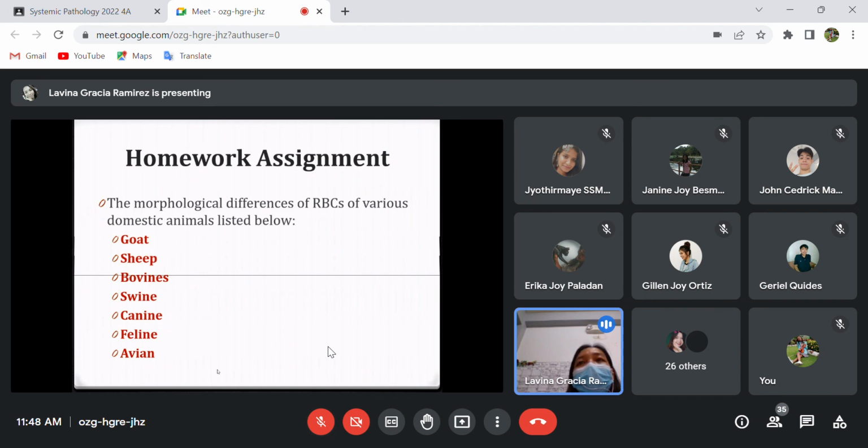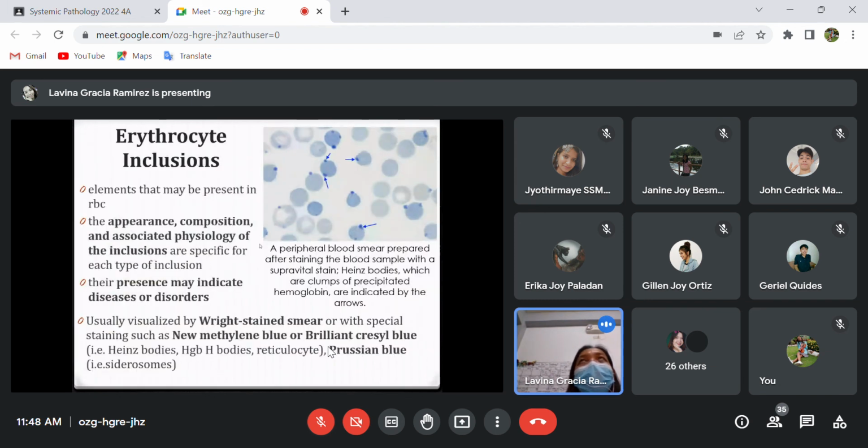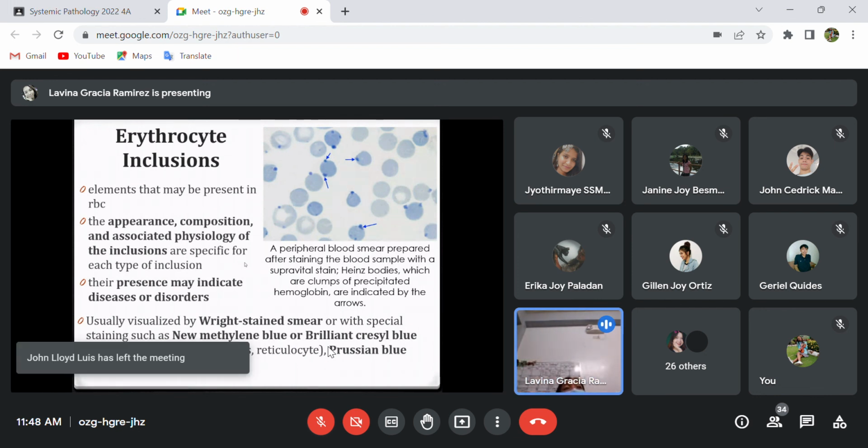Okay, now we have erythrocyte inclusions as an abnormal or normal, okay, constituent of the erythrocytes, because there are some inclusions that are pathogenic, okay, and some are non-pathogenic.